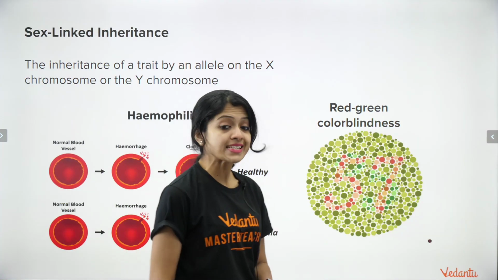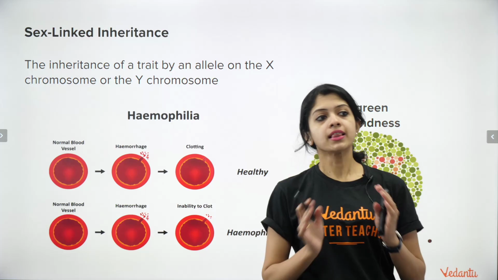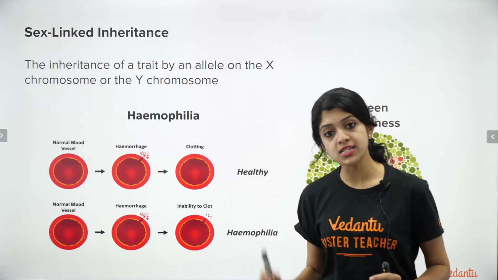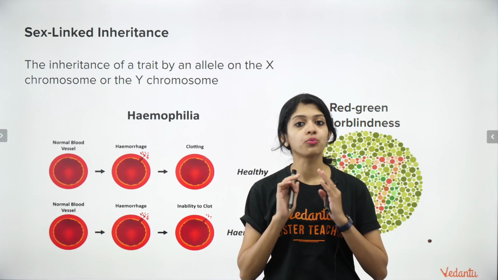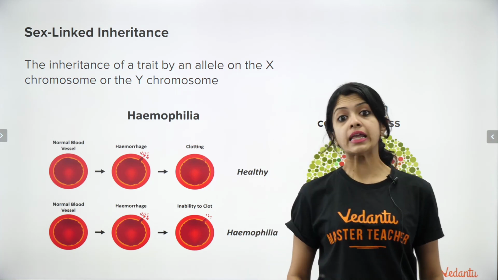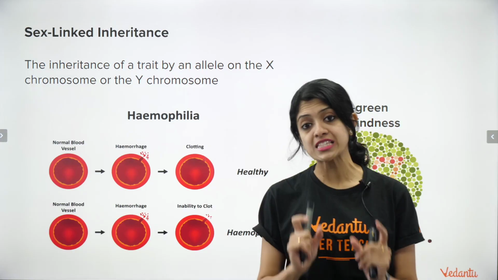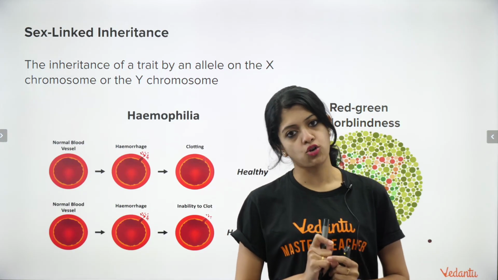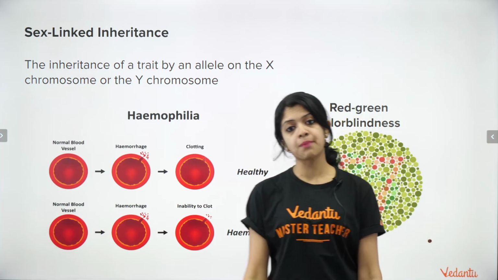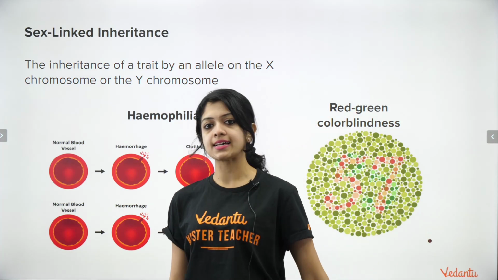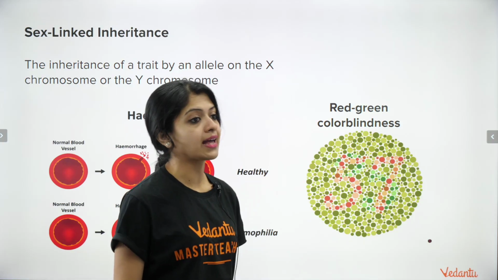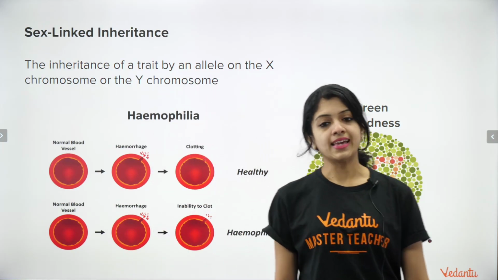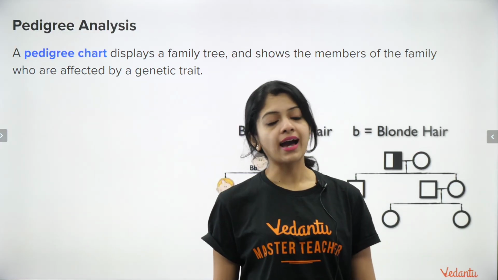And then comes sex-linked inheritance, which is the inheritance of a trait by an allele on the X chromosome or the Y chromosome. We are not talking about autosomes. We are only talking about the genes present on the 23rd pair of chromosomes, which are the sex chromosomes. The most common examples we learn in ICSE Class 10 are hemophilia and color blindness.